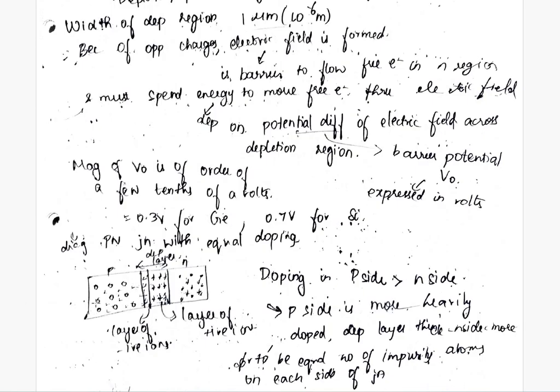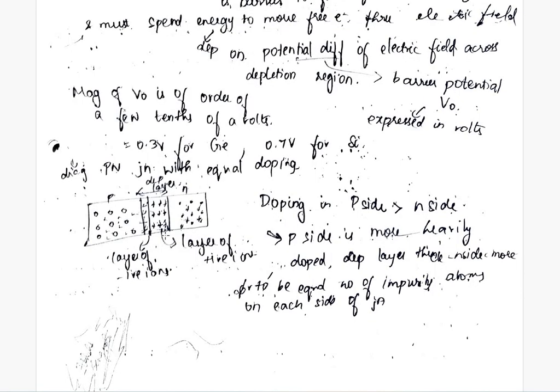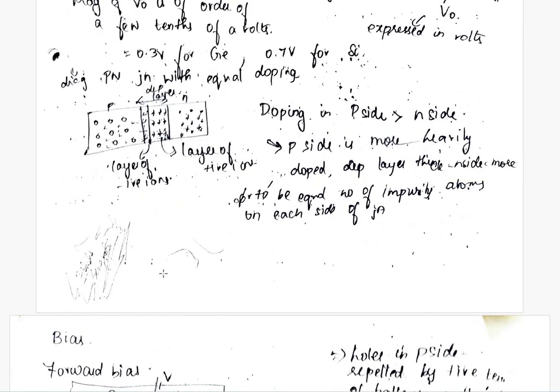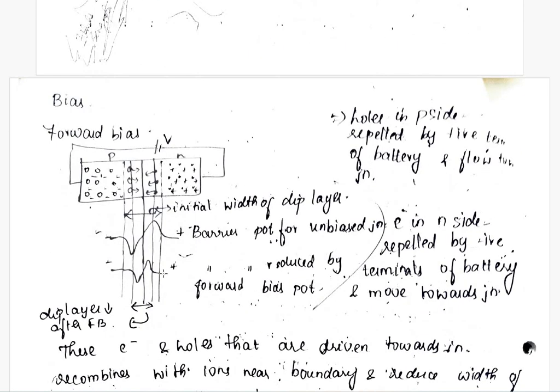For example, if P is more heavily doped, that is, the doping in the P side is greater than the doping in the N side, then to maintain charge neutrality the depletion region is bigger on the N side. The negative ions in the P side are fewer than the positive ions in the N side, to maintain the charge neutrality.